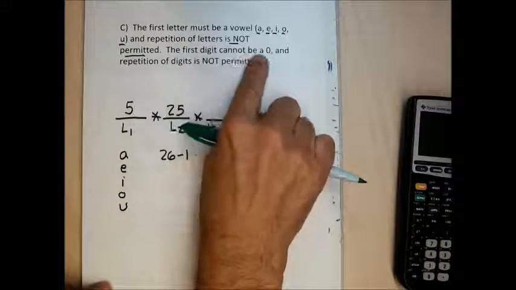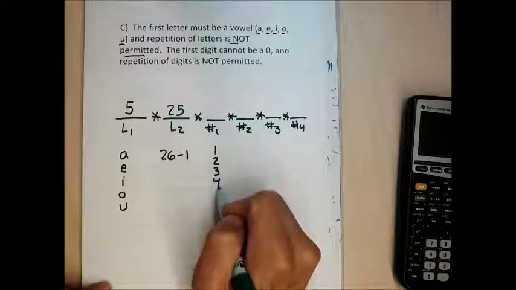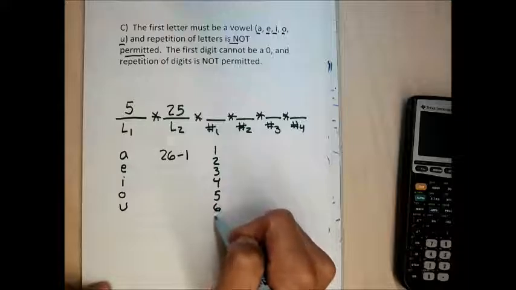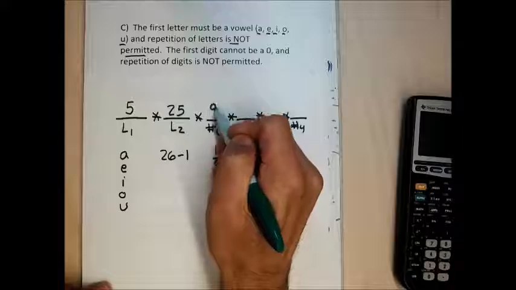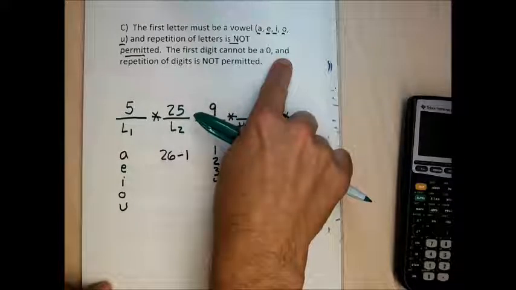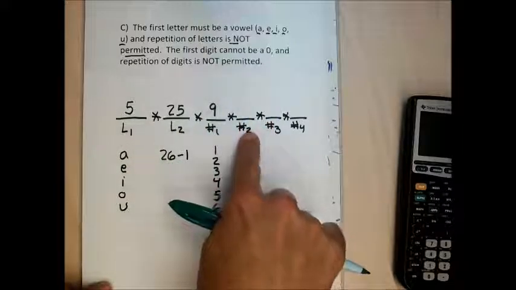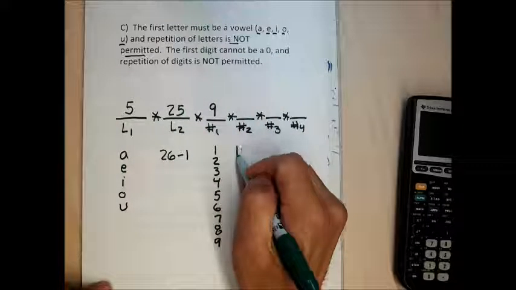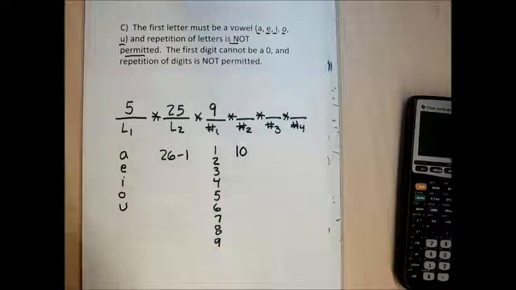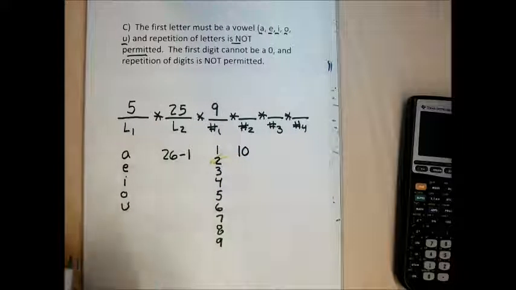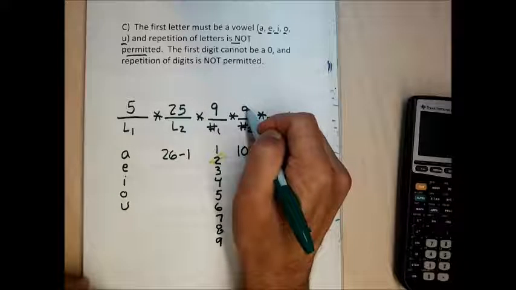The first digit can't be a 0, which means the first digit can only be the numbers 1 through 9. So there's only 9 choices for the first digit because it can't be a 0. Now it says repetition of digits is not permitted. So for the second digit, there normally would be 10 digits to choose from, but I picked one of the numbers. I don't know which number I picked, but I need to lose the one that I picked. I can't pick it again. The second digit is going to be 9.